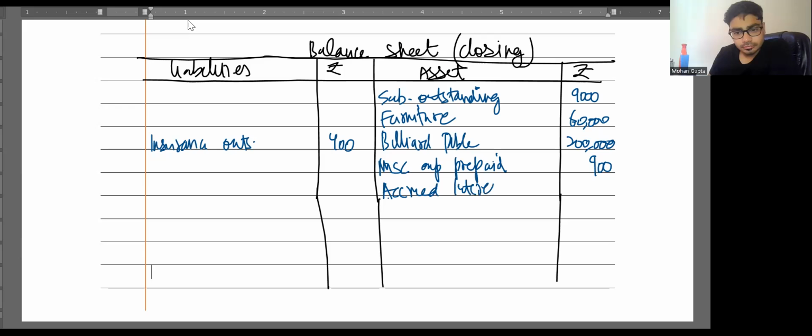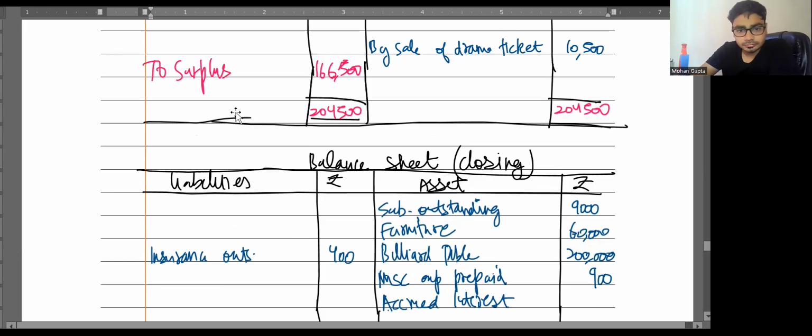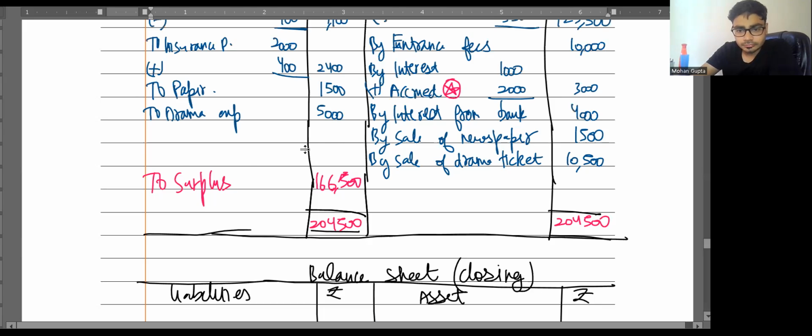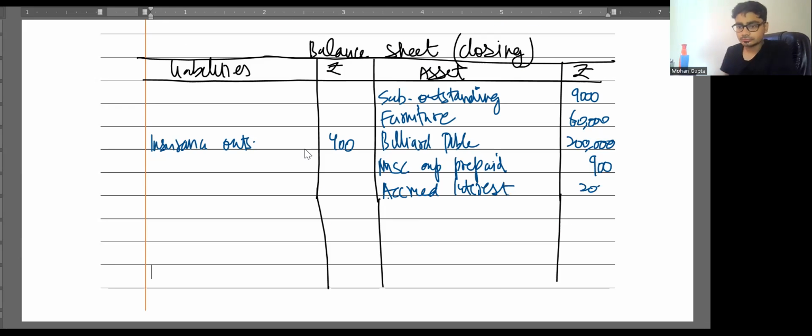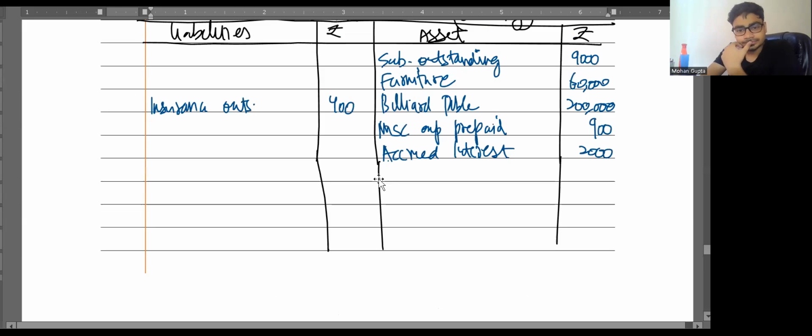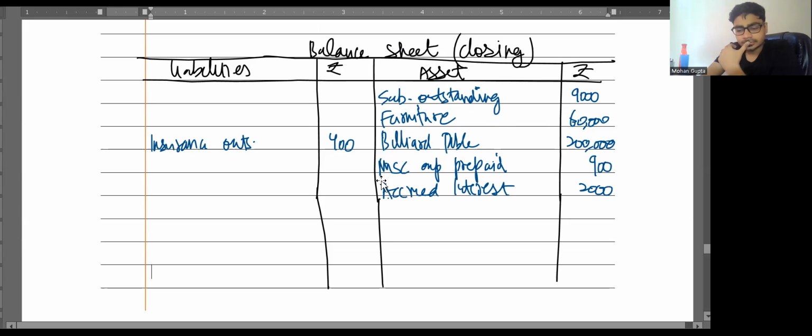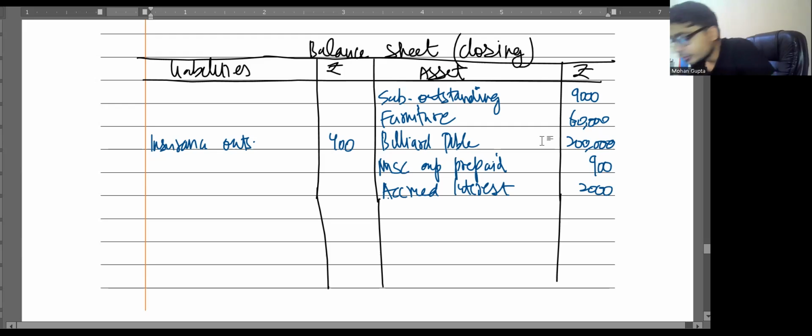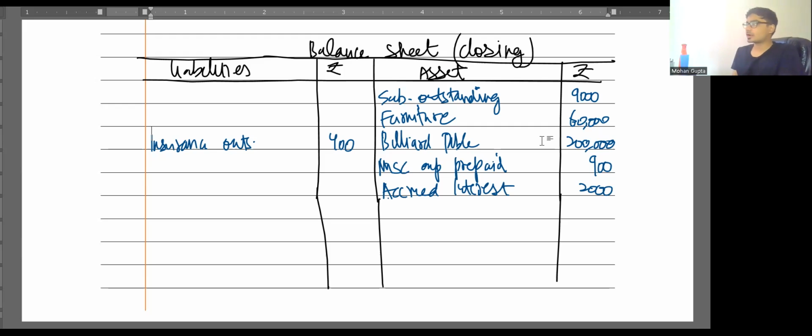So accrued interest is an asset on the closing balance sheet. Anything else you can find? Not much. Nothing else. So let's count how many you were able to find. 1, 4, 5, 6, 7. 7. Okay. You should at least find one more to pass. Find one more asset or liability.